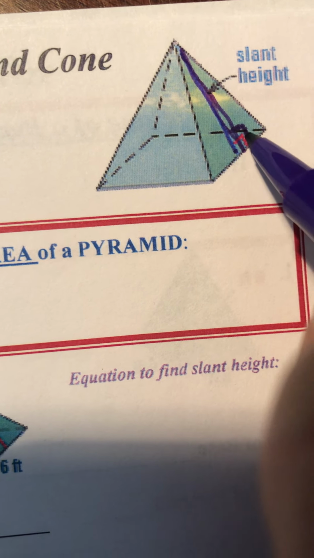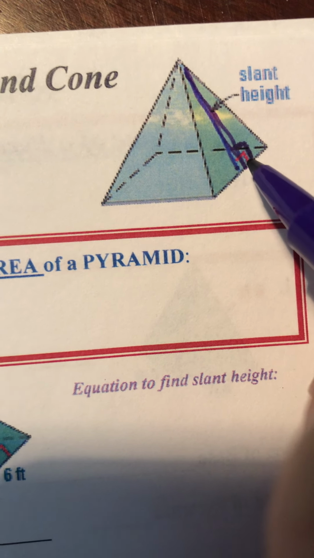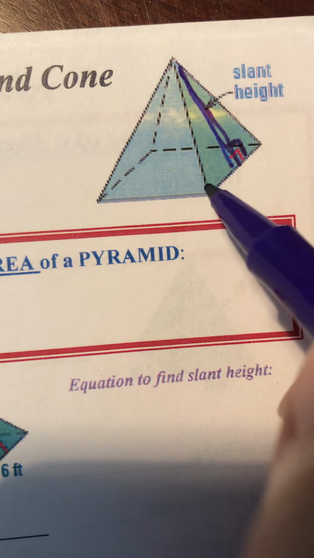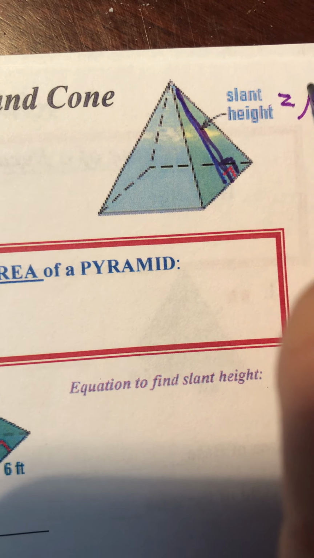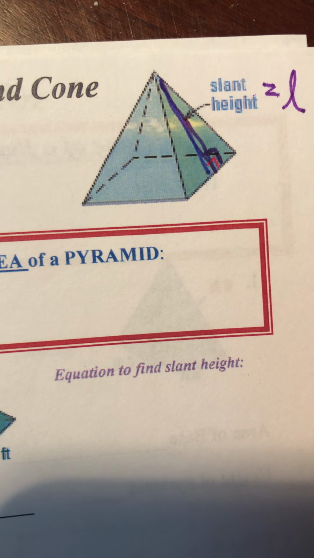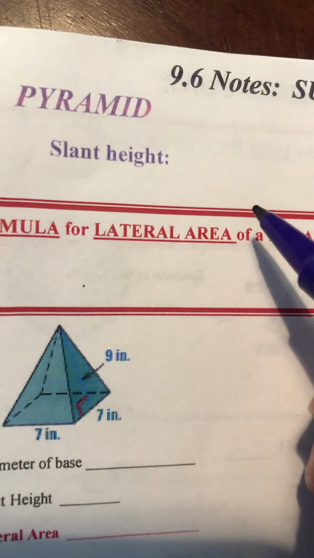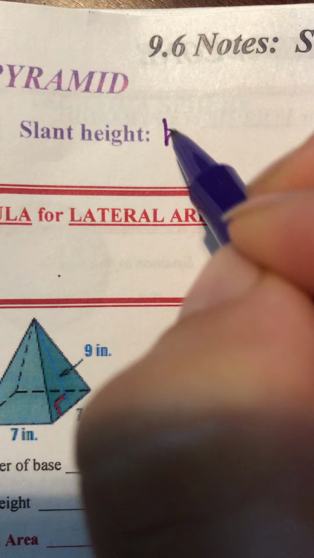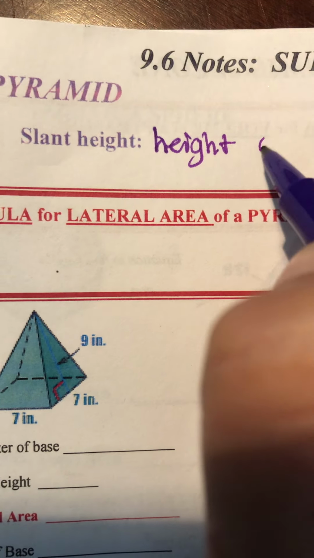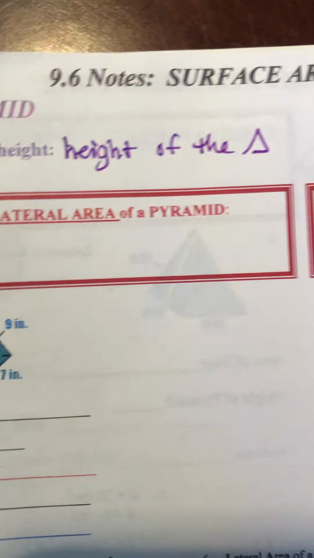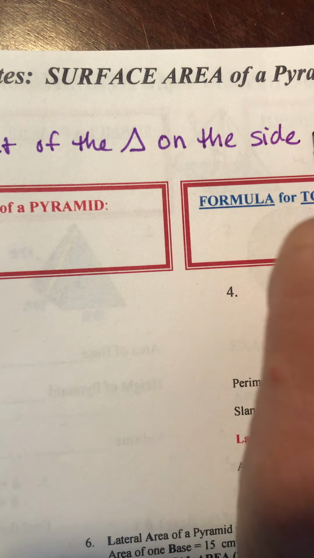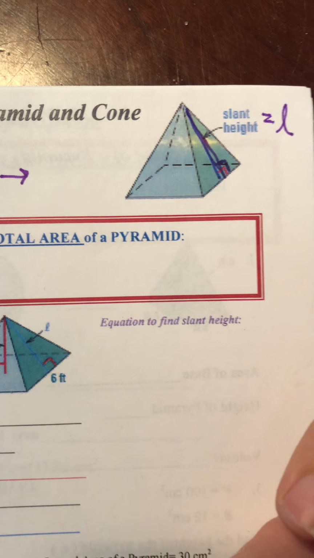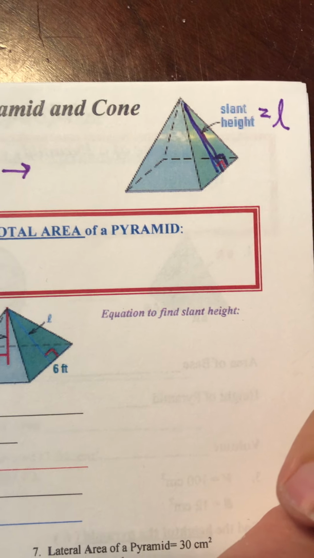Slant height, right here, and you'll see what the slant height is: basically the height of the triangle that's on the side, and it's kind of like slanted. And the letter they use for the slant height is a cursive L. So slant height is the height of the triangle that's on the side. But the picture is really what shows it the best, right? That picture shows the slanted height, or the slant height.